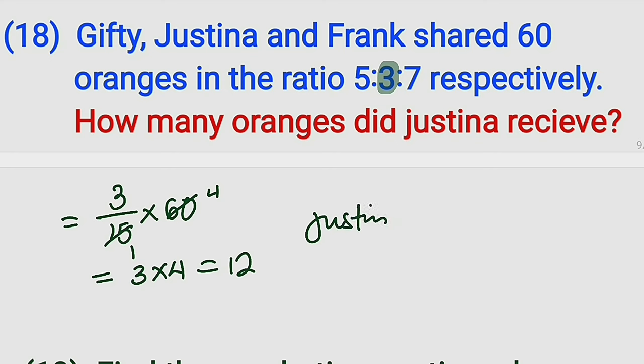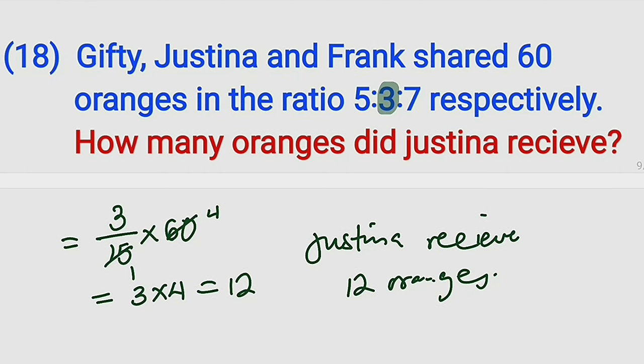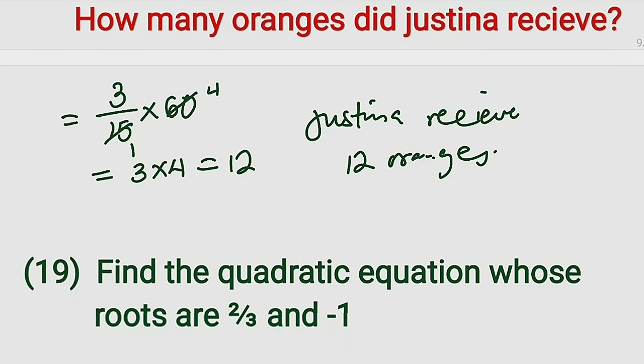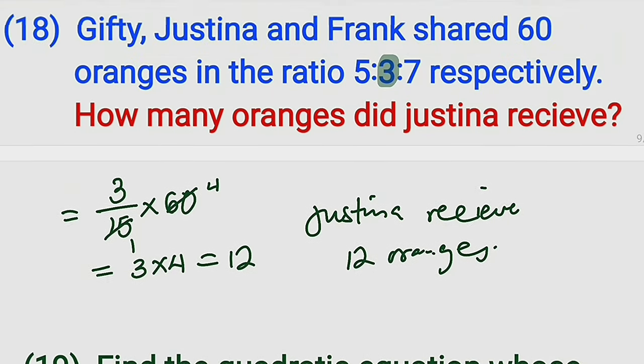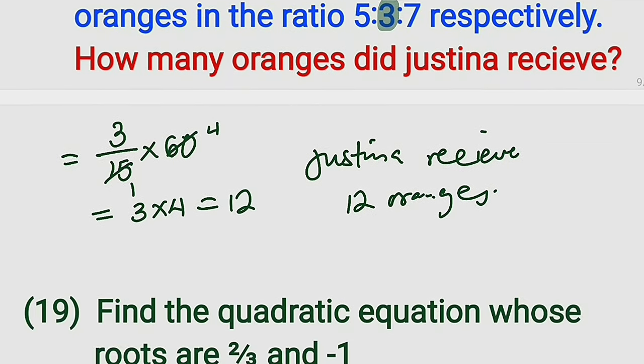Justina received 12 oranges. As simple as that. If you want to find that of Gifty, you take 5 out of 15 multiplied by 60. If you want to find that of Frank, you take 7 out of 15 multiplied by 60. But since we are only looking for that of Justina, we have to use 3.